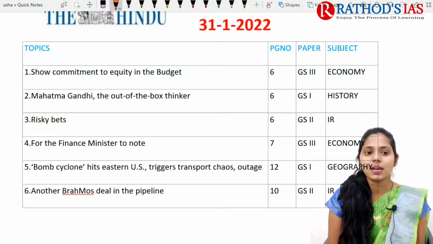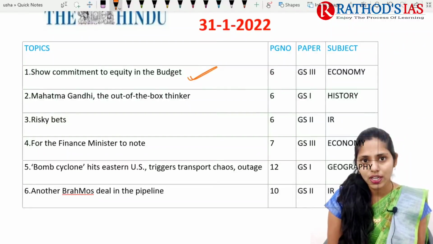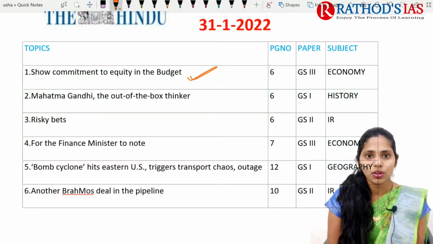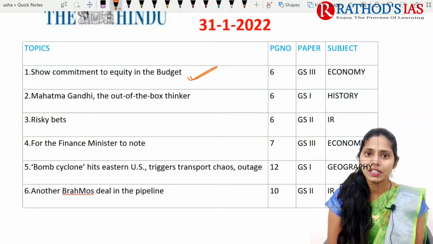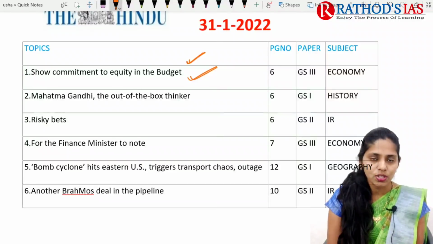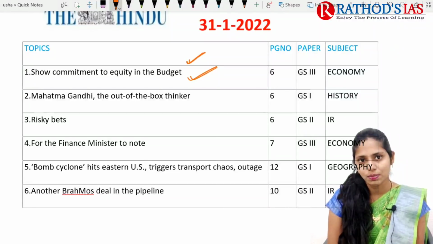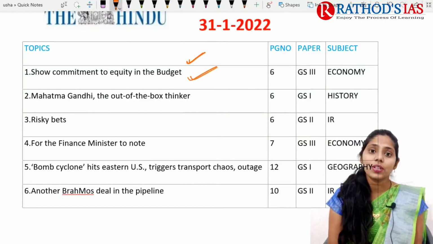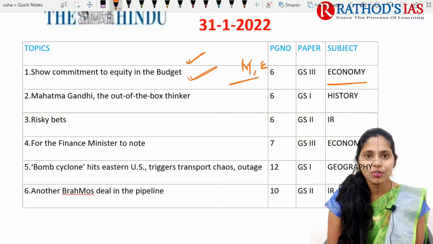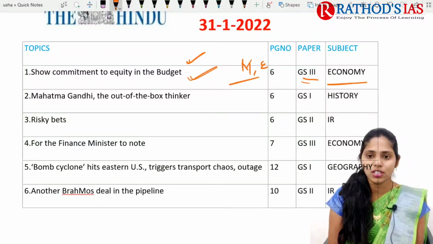So first topic it is about show commitment to equity in the budget. Actually recently the Inequality Report was published by Oxfam. So what are the steps that we need to take in this budget? That is the thing which is mainly discussed. Actually we are going to focus on that report because till now we didn't discuss that report. And the details of that report can be used in your mains answer and even in your essay. So this article will be important from your economy point of view, which mainly comes under GS paper 3.